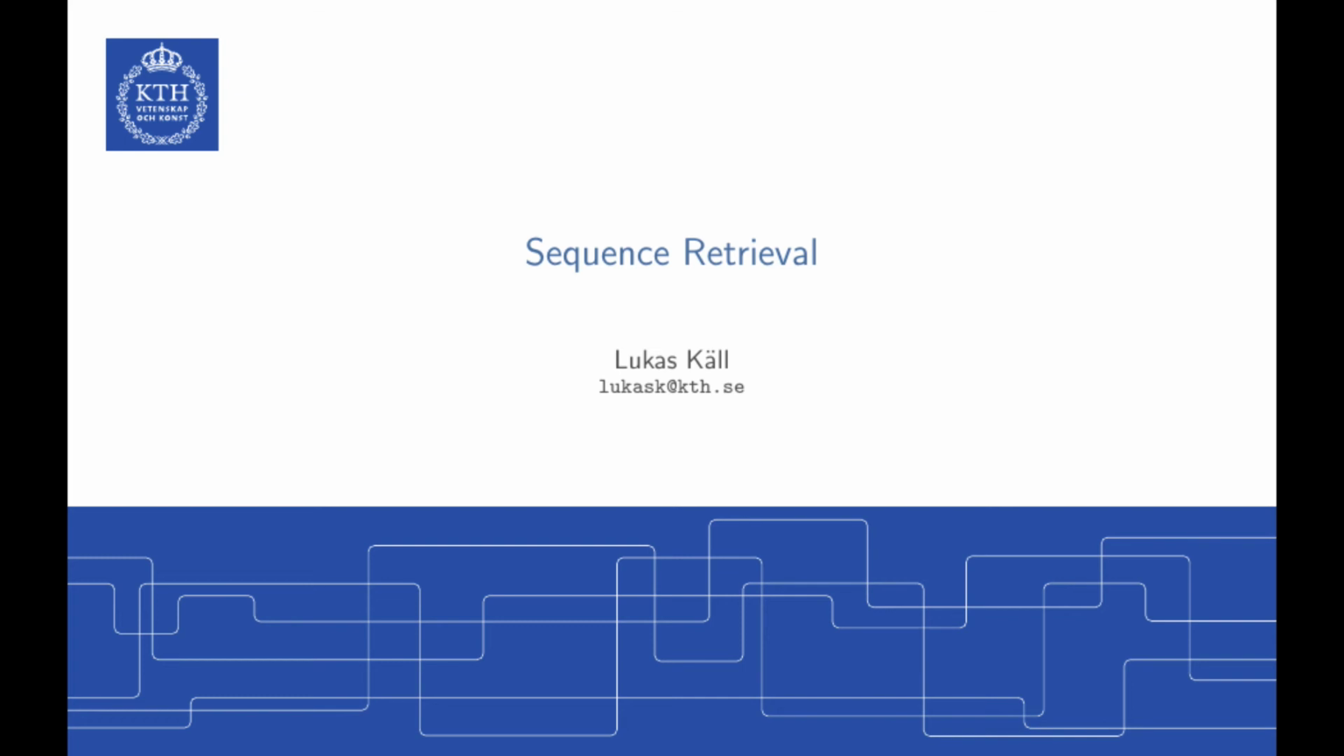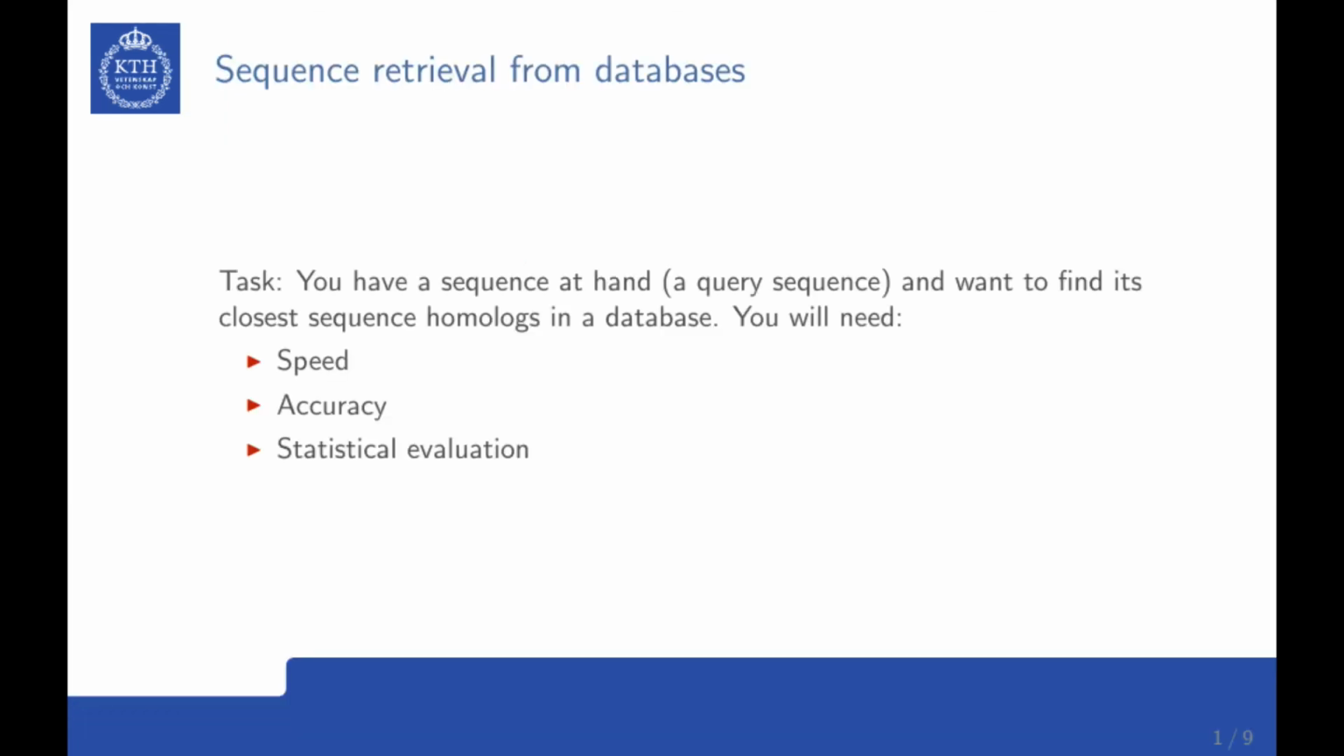Sequence retrieval. So you have a sequence at hand, something we call a query sequence. This may stem from, say, a sequencing project or similar. And now you want to find this sequence's closest homologs in a sequence database. You then know that you will need an algorithm that's really quick. You know that you're probably going to search quite a lot of data.